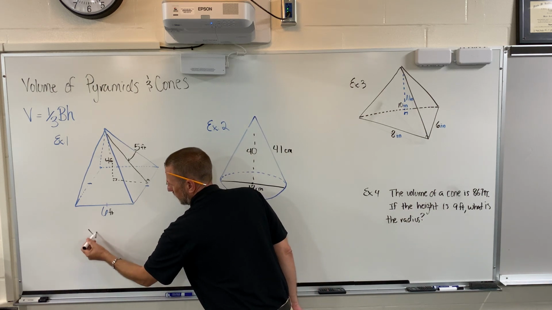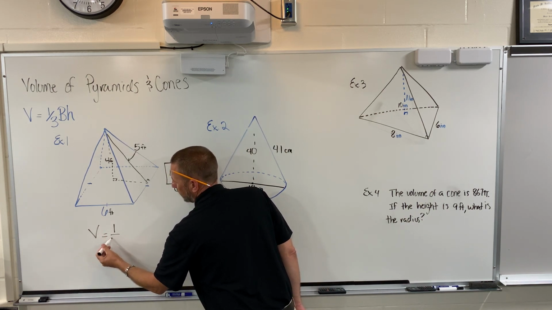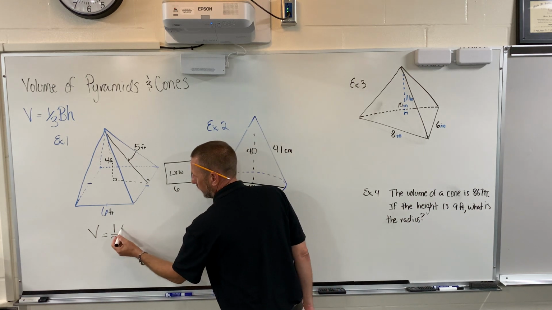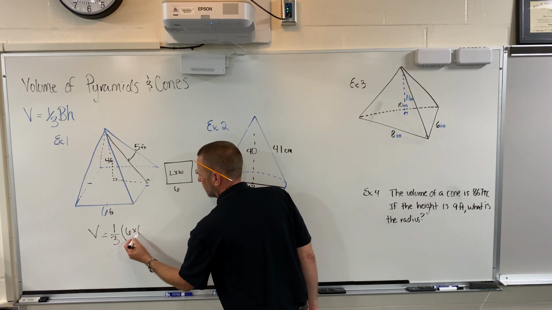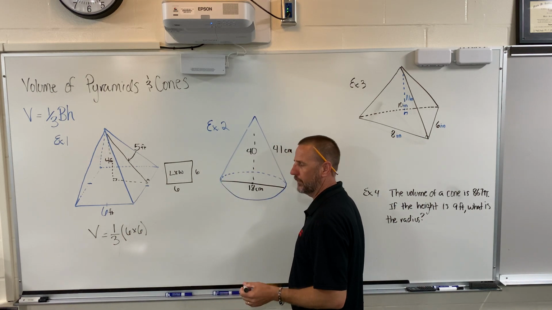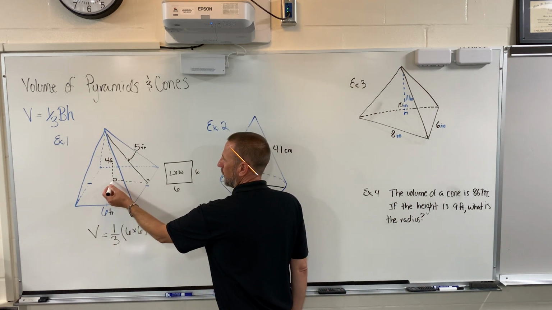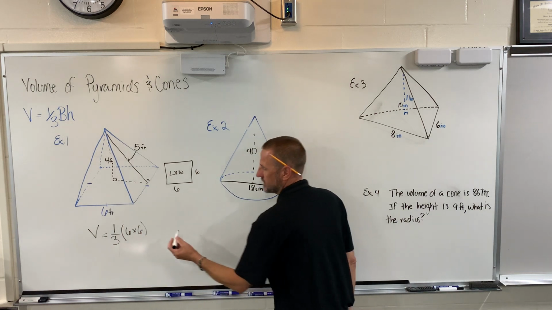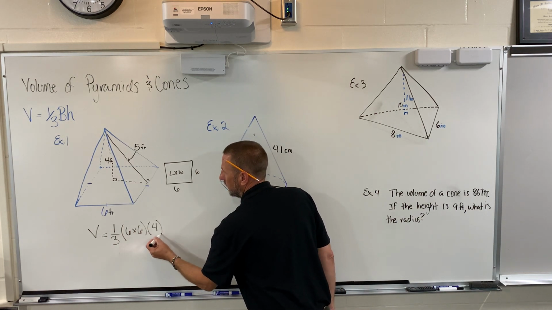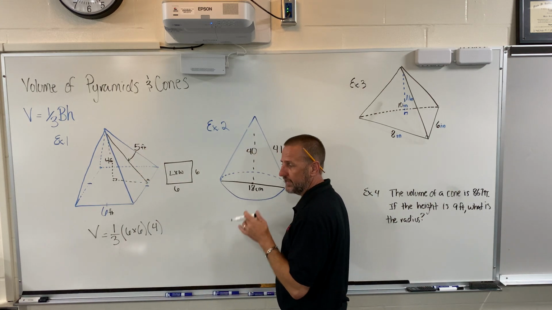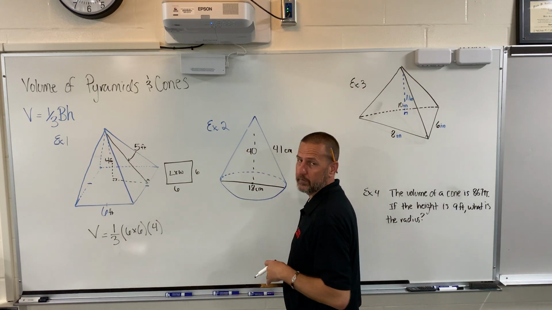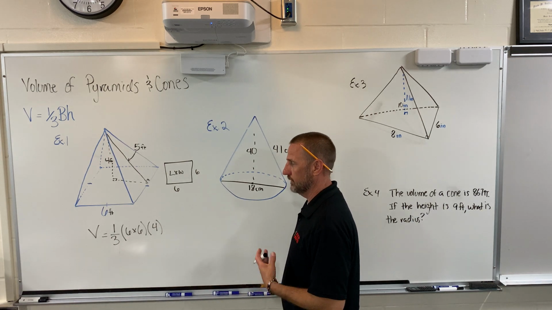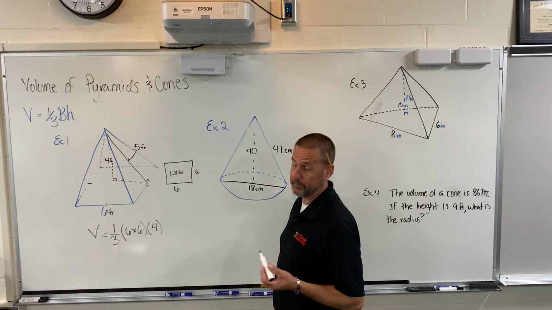So the volume is going to be 1/3 times capital B, which stands for the base area, which is 6 times 6, times the overall height, perpendicular from the base to the top of the pyramid, which in this case is 4. That's our height. 5 represents our slant height, and we do not use that for calculating the volume. We use it for other things, basically for surface area.